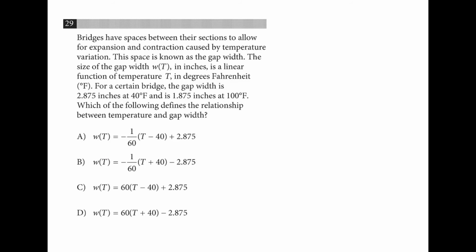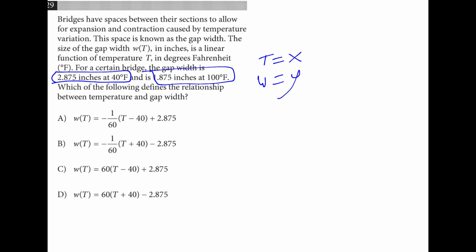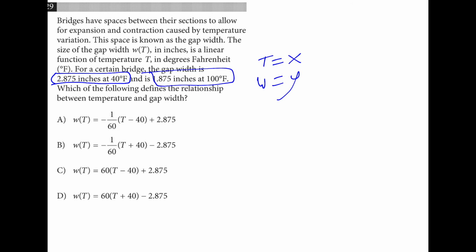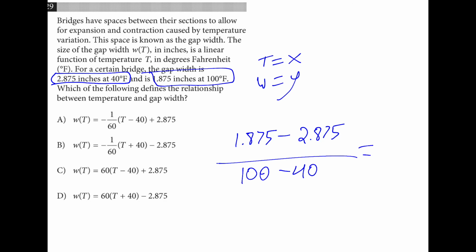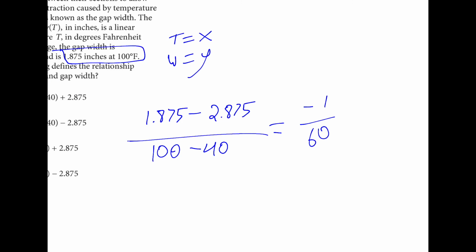So we have gaps at different temperatures. Here's one at 40 degrees and here's one at 100 degrees. If we take a look, temperature is kind of like our x value, and the gap width is kind of like our y value. So I'm going to use that with the slope formula. I'm going to take the gap width 1.875 minus the other gap width 2.875 all over the 100 degrees minus the 40 degrees. So my slope is negative 1 over 60.